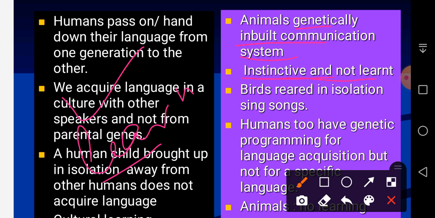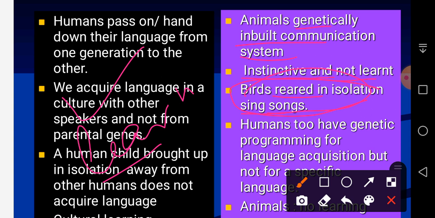Birds reared in isolation sing songs. Like birds which were taken away from their parents and reared in isolation. When they grew up, they started singing songs. Although the songs sung were not very perfect, there was abnormality in those songs, but still they were singing. It means the system was genetically transferred.